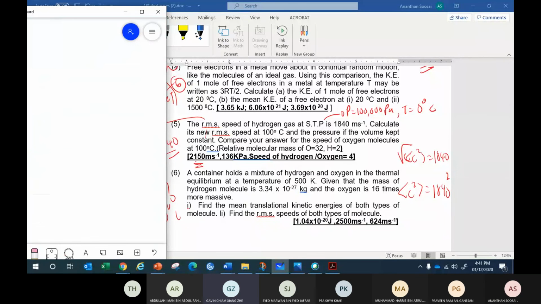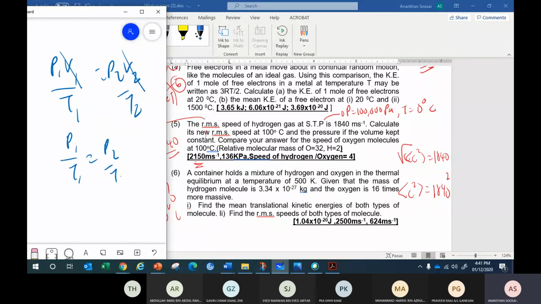P1 over V1 equals P2 over V2. Yeah, right. P1 V1 over T1 equals P2 V2 over T2. Volume is constant, right? Volume is kept constant, so no need to have the volume term. So P1 over T1 equals P2 over T2, and this is to be used to find pressure.